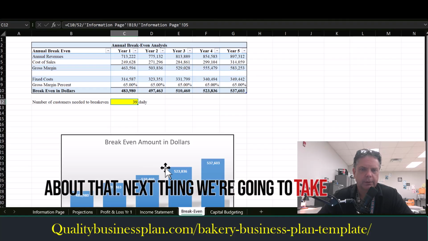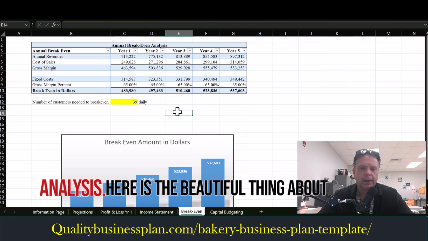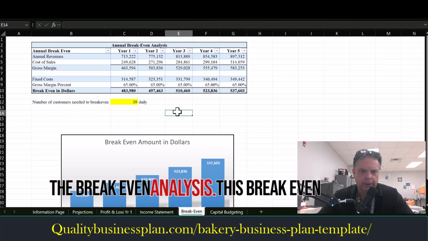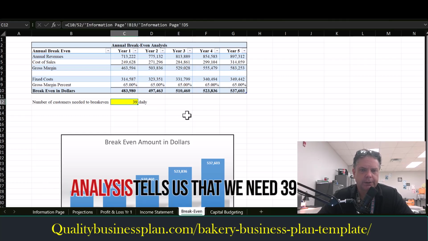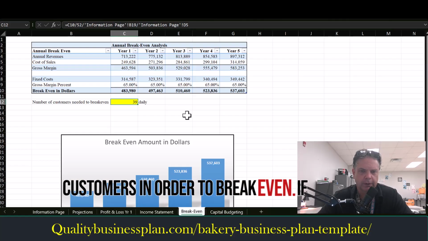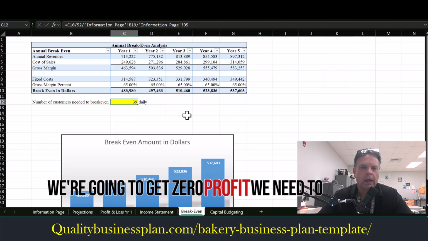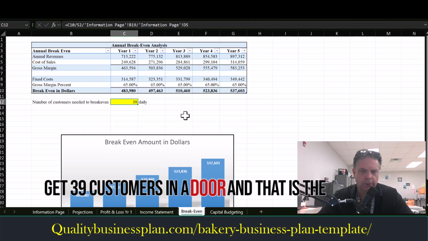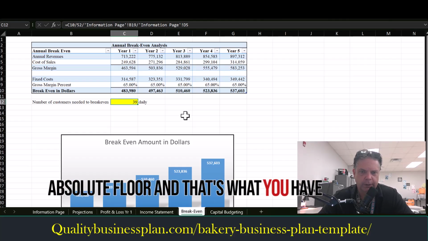Next thing we're going to take a look at is the break-even analysis. Here is the beautiful thing about the break-even analysis: it tells us that we need 39 customers in order to break even. If we're going to get zero profits, we need to get 39 customers in the door. And that is the absolute floor. That's what you have to ask yourself.